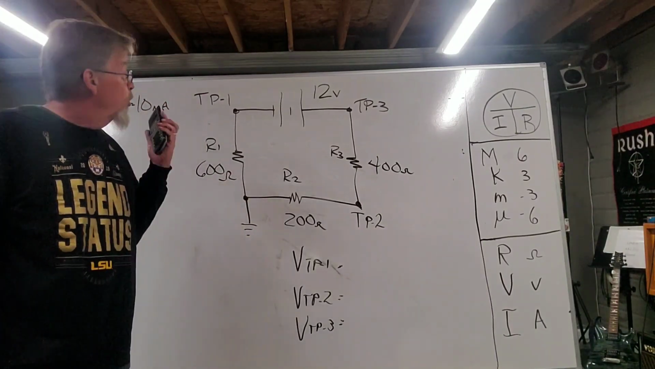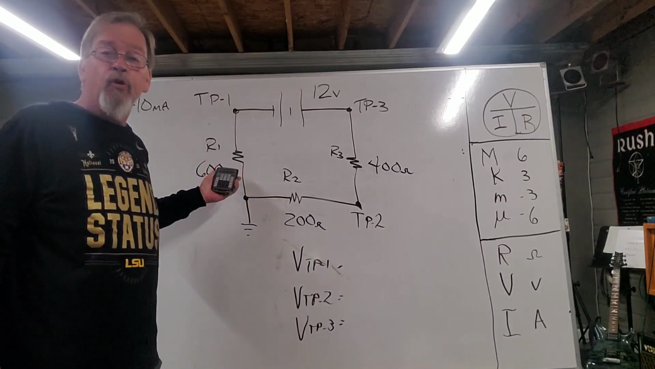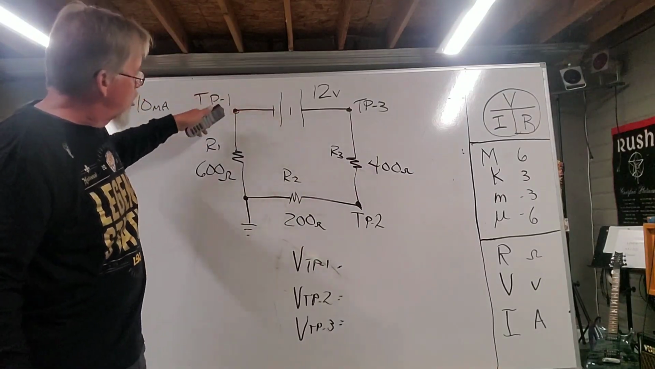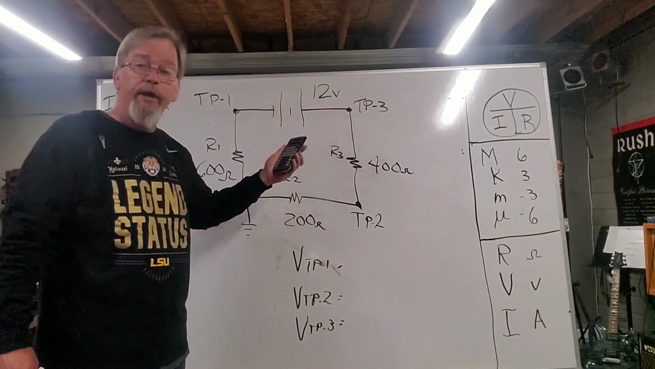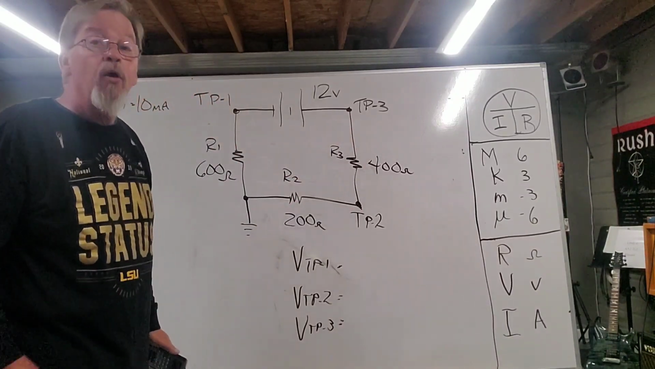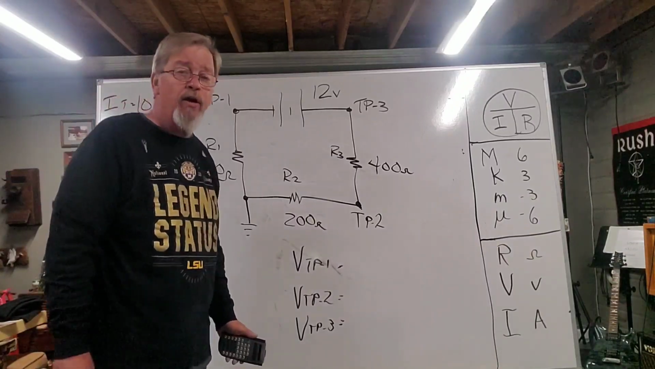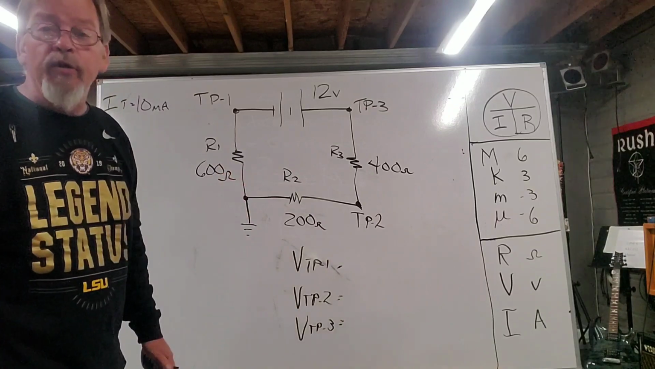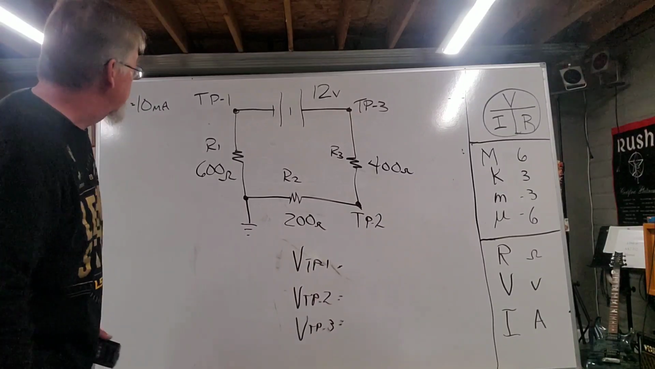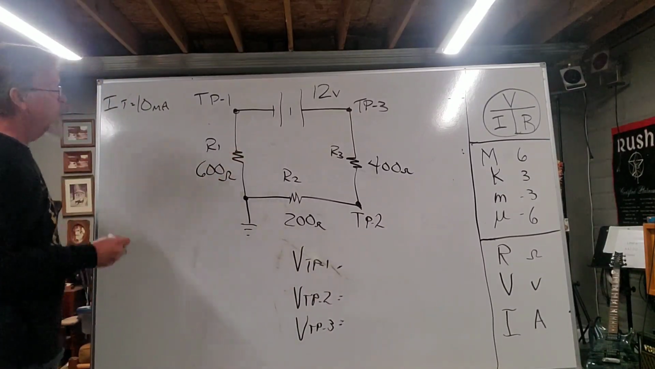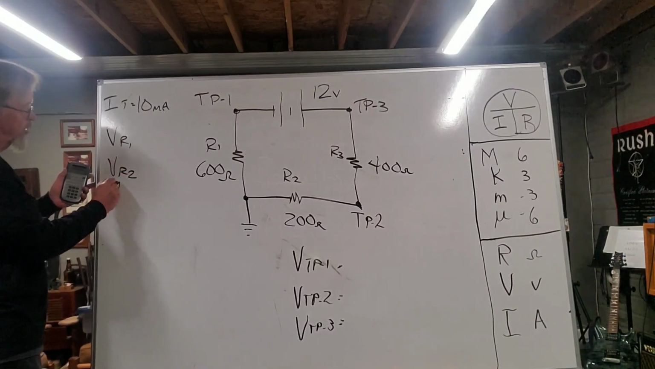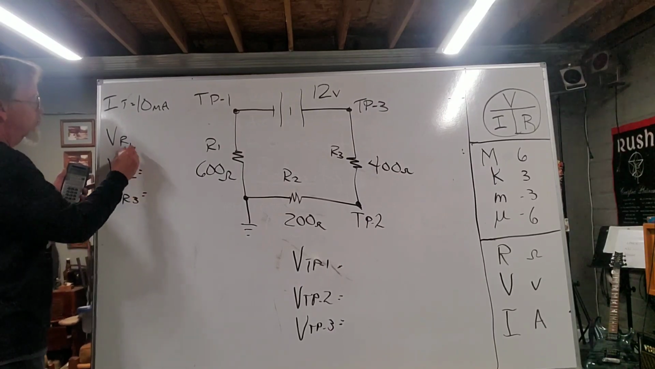Okay, so 10 milliamps, that means that's the current through R1, that's the current through R2, and the current through R3, because there's only one path this current is going to flow in, and current in series with only one path will be the same everywhere, same amount of current flow. So what I need to do at this point is find the voltages across each one of these resistors. So I got 10 milliamps through each one of them. I got to find the voltage across resistor 1, the voltage across resistor 2, and the voltage across resistor 3.